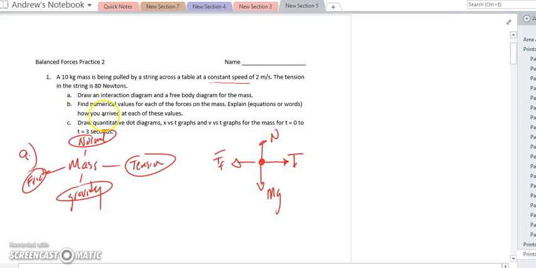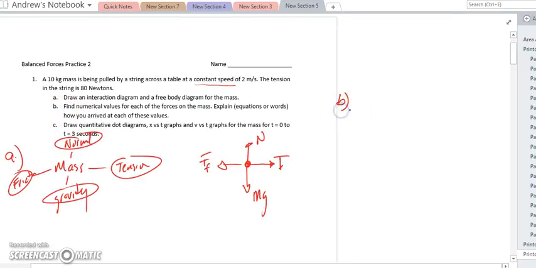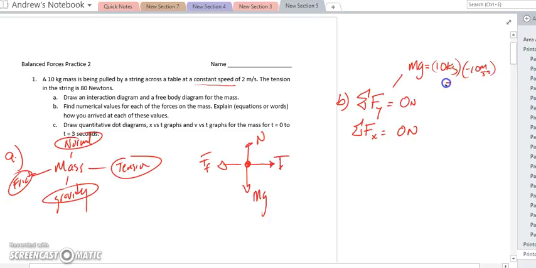Find the numerical values for part B here. So for B, I'm going to write an equation. Even though I know I can do this in my head, I want to know what all the values are. So the sum of the forces on the y-axis I know are 0. And I know the sum of the forces on the x-axis are also 0. So I'm going to fill in variables here to just confirm that. For the y-axis, the force of gravity, mg, is equal to 10 kilograms multiplied by negative 10, to simplify this. So I know that the force of gravity on this is 100 newtons, and that's negative.